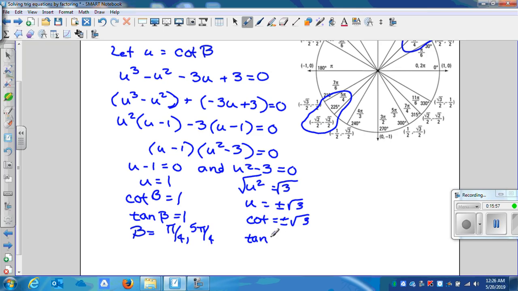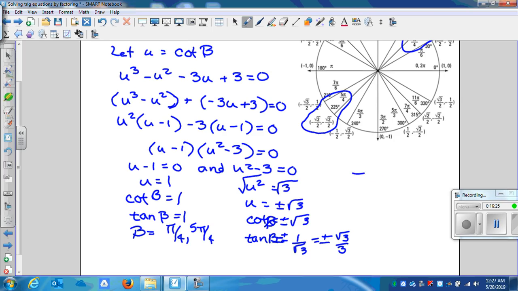So tangent of beta is plus or minus 1 over the square root of 3. There we go. And we're going to rationalize that. Ultimately, it's going to be plus or minus square root 3 over 3. So we have a number of values, one in each quadrant, that fit that solution.